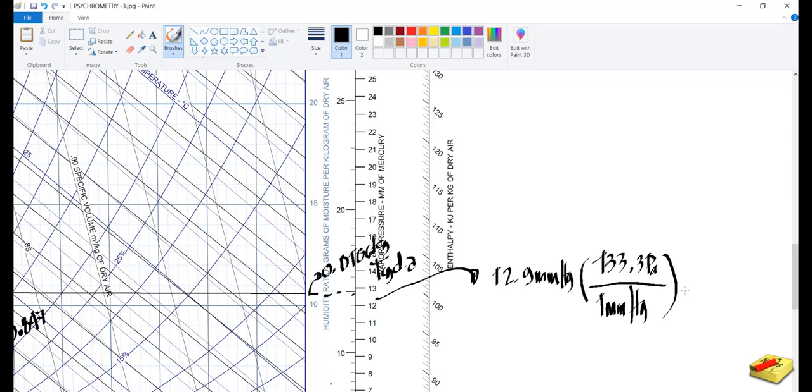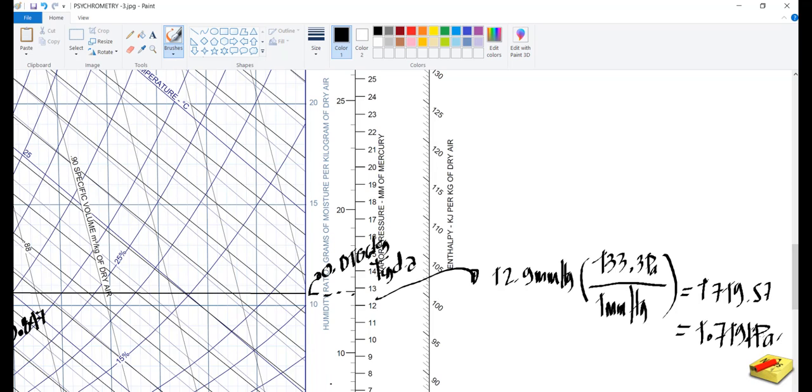So we have now the value 1719.57, so it is 1.719 kPa. So the saturation pressure of vapor at the dew point temperature is 1.7057, so it's almost close.